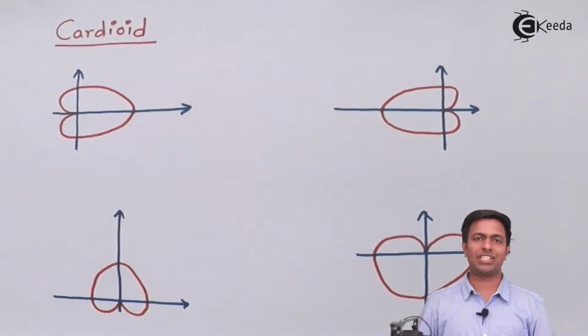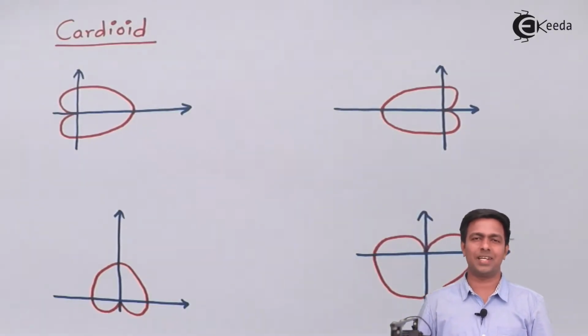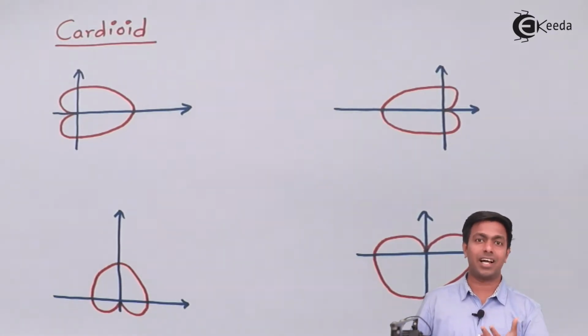Here on the screen, you can see 4 types of cardioid. You must have heard the word cardiac. When we say it's a cardiac attack, it means a kind of heart attack. So the cardioid looks like a heart shape. Here you can see 4 curves on the screen, and all 4 curves look like a heart.